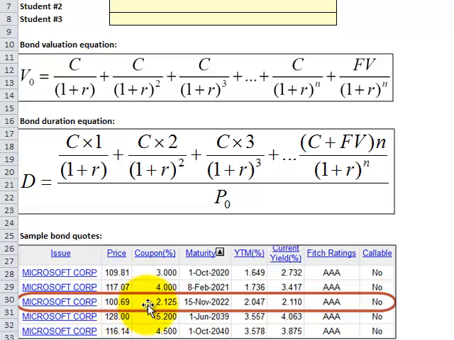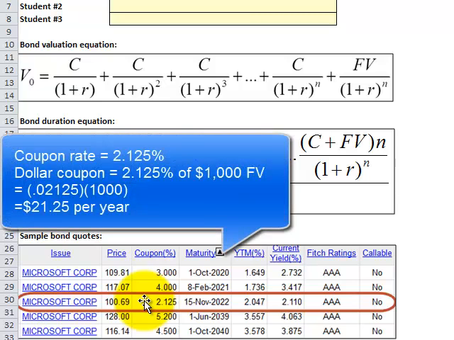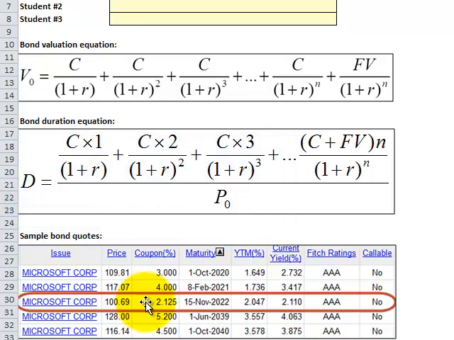The next column over is the coupon rate on the bond. This tells us this bond has a 2.125% annual coupon rate. It will pay 2.125% of $1,000 each year as interest. In other words, $21.25 per year in interest. The bond matures on the 15th of November, 2022. That's about 9 years from today.